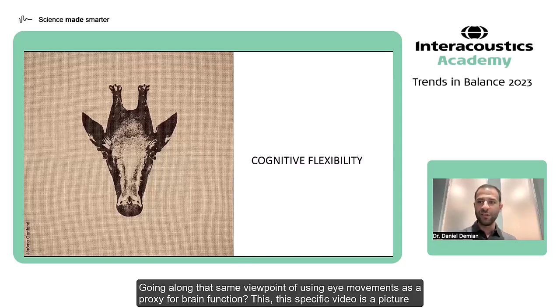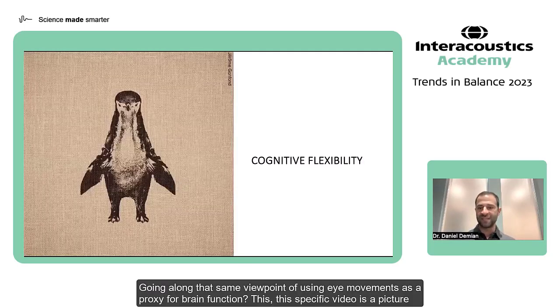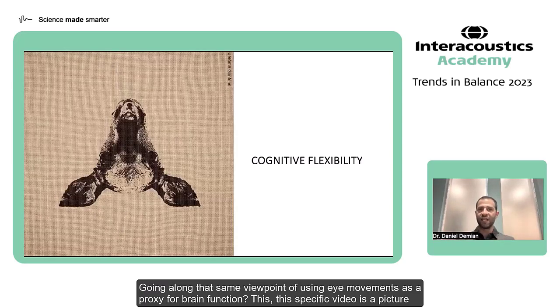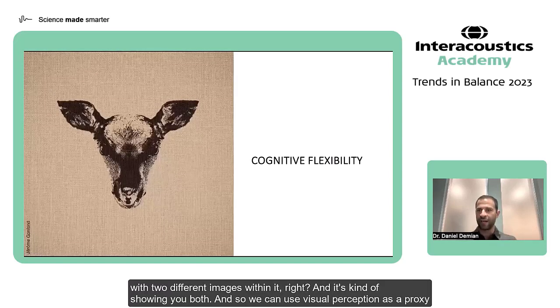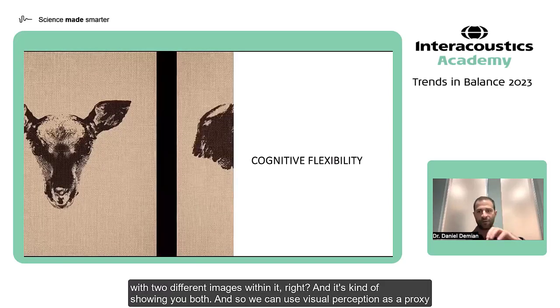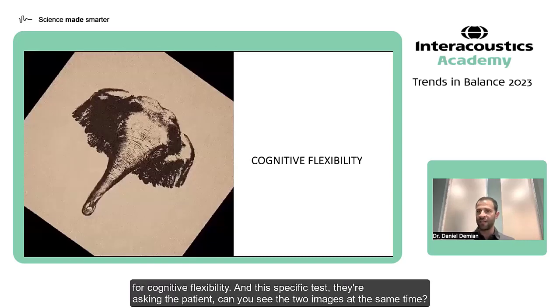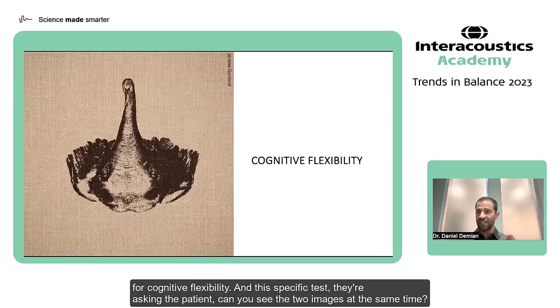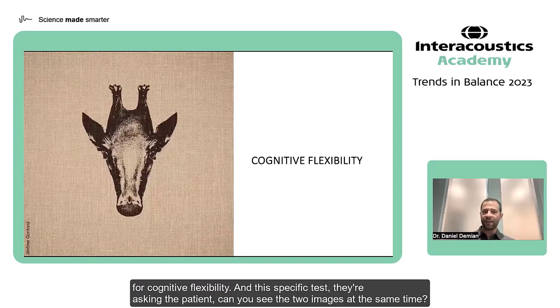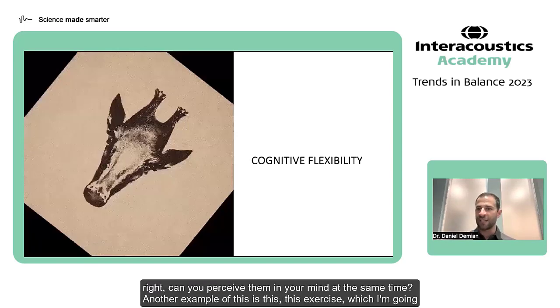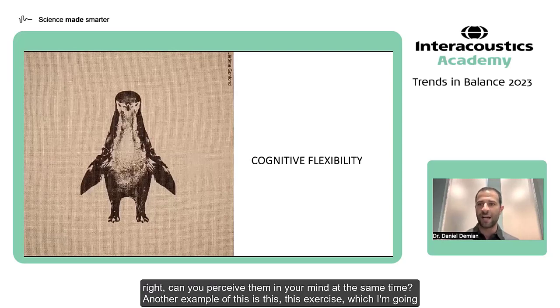Going along that same viewpoint of using eye movements as a proxy for brain function, this specific video is of a picture with two different images within it, right? And it's kind of showing you both. And so we can use visual perception as a proxy for cognitive flexibility. In this specific test, they're asking the patient, can you see the two images at the same time? Can you perceive them in your mind at the same time?